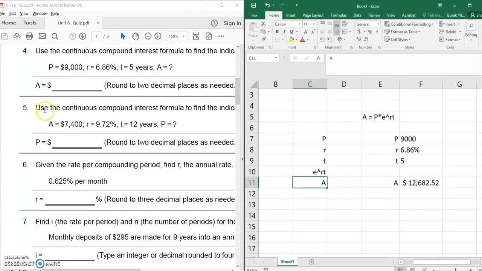So number 5 is pretty similar to 4. It's a continuous compound interest problem. The only difference is we're given A this time, but we're being asked to find P. So we're going to use the same formula here. So let's just put in what we know. P is the question here, so we need to figure out P. A is given, which is 7,400. That's A.